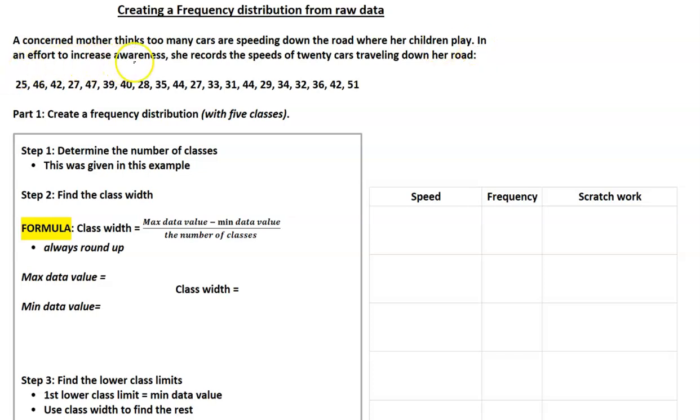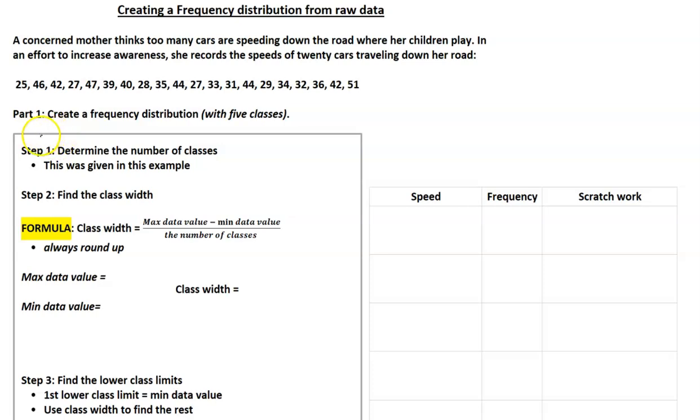A concerned mother thinks too many cars are speeding down the road where her children play. In an effort to increase awareness, she records the speeds of 20 cars traveling down her road. And here are those 20 speeds in miles per hour that she recorded. We are going to make a frequency distribution from this raw data, from scratch.